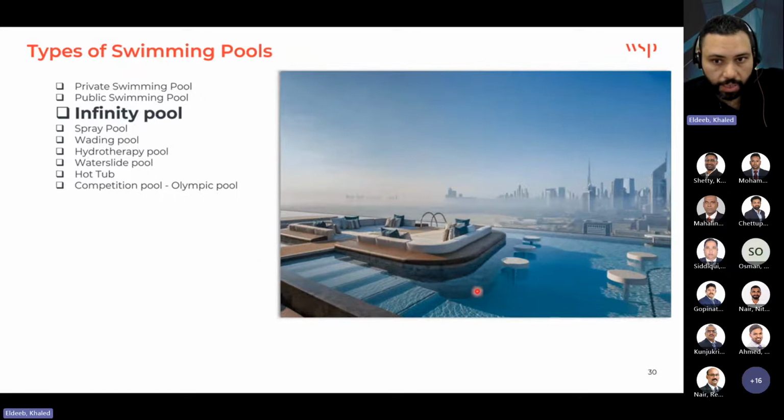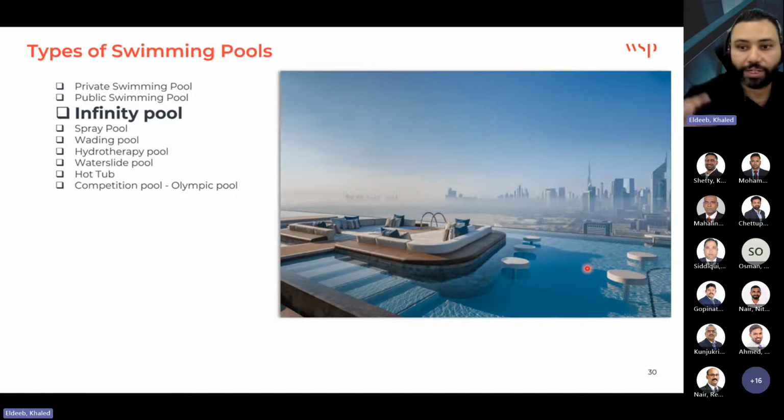Infinity pool. The infinity pool is also known as a vanishing edge pool. It is a swimming pool design where the water flows over one or maybe more edges, creating the visual effect that the water extends endlessly to the horizon, like this one. This photo is actually from one Zabil project. When you look like that, from the position where I took the photo, you feel like you are in the middle of the sky. This pool goes endlessly to the horizon.